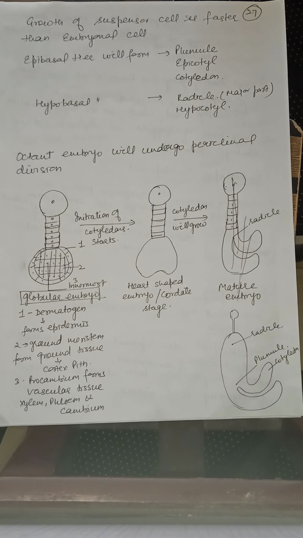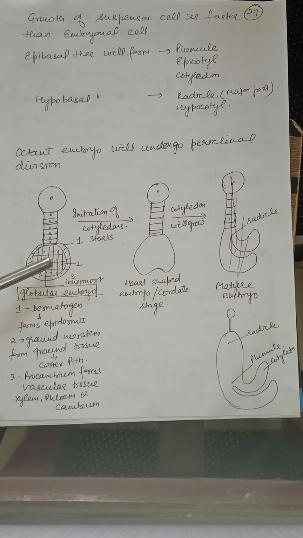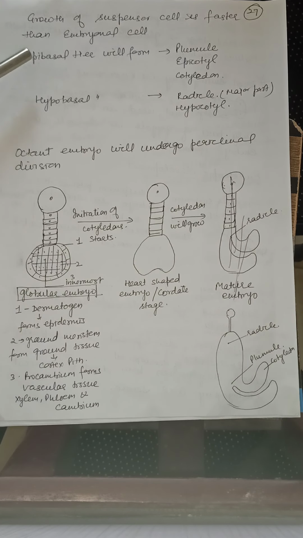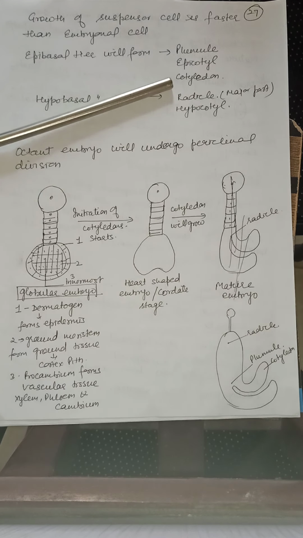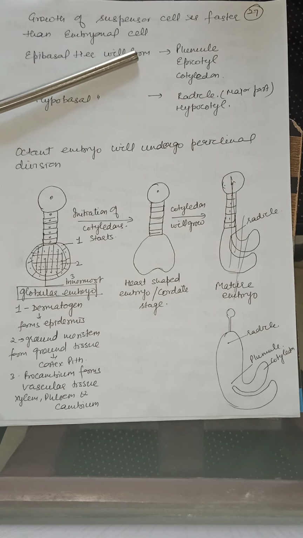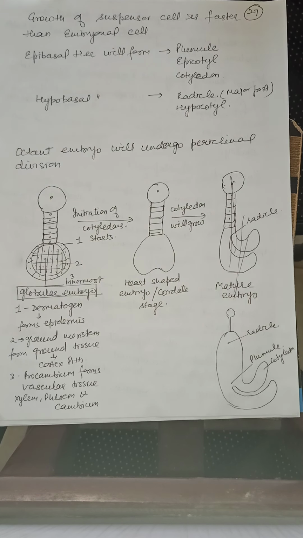Now, we have seen that in the octant embryo, two tiers were formed, epibasal and hypobasal. The epibasal tier will form plumule, epicotyl and cotyledon. The hypobasal tier will form radicle and hypocotyl.